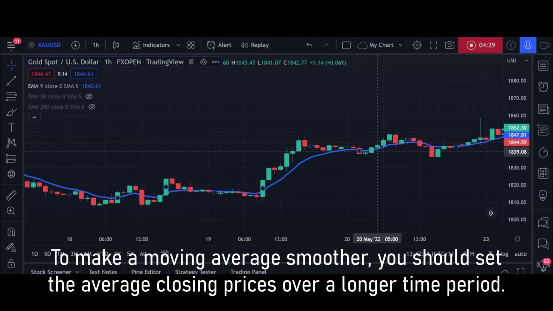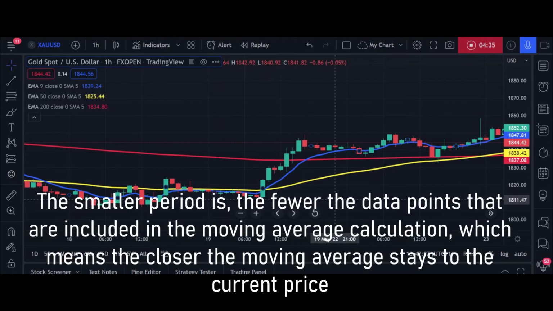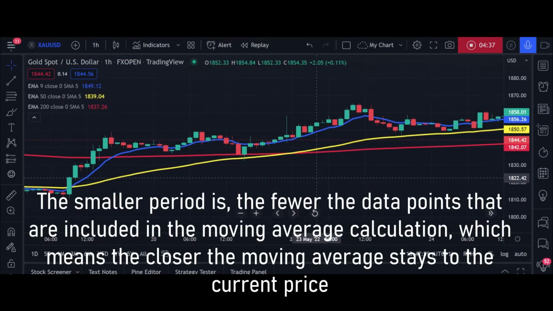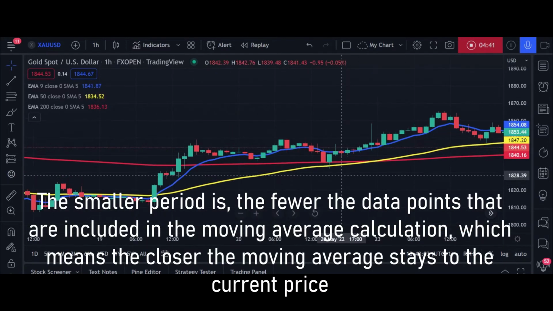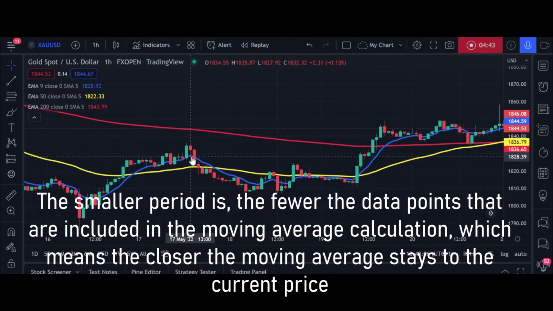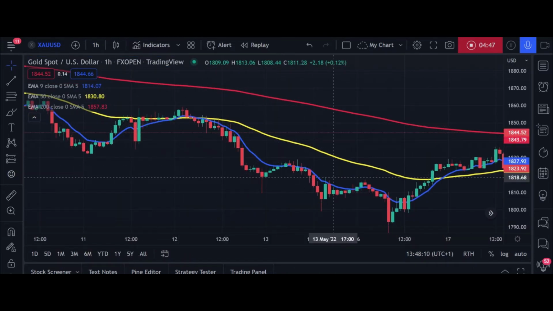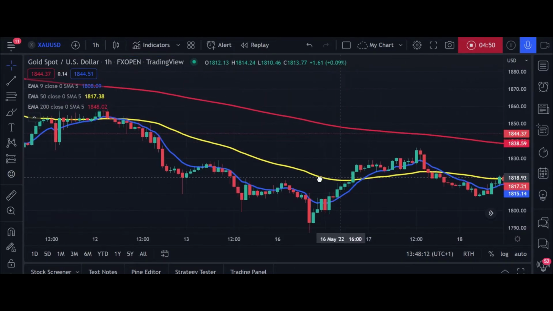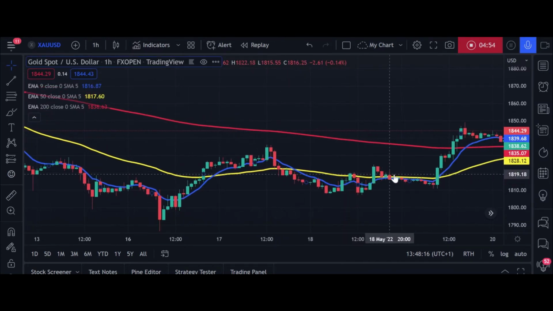How to choose a moving average? The number of reporting periods set in the calculation affects how the moving average is displayed on a price chart. The smaller the period is, the fewer the data points that are included in the moving average calculation, which means the closer the moving average stays to the current price. As we demonstrated, the 9 moving average closely follows the price action. It is basically copying the price action, and this reduces its usefulness and may offer less insight into the overall trend than the price action.